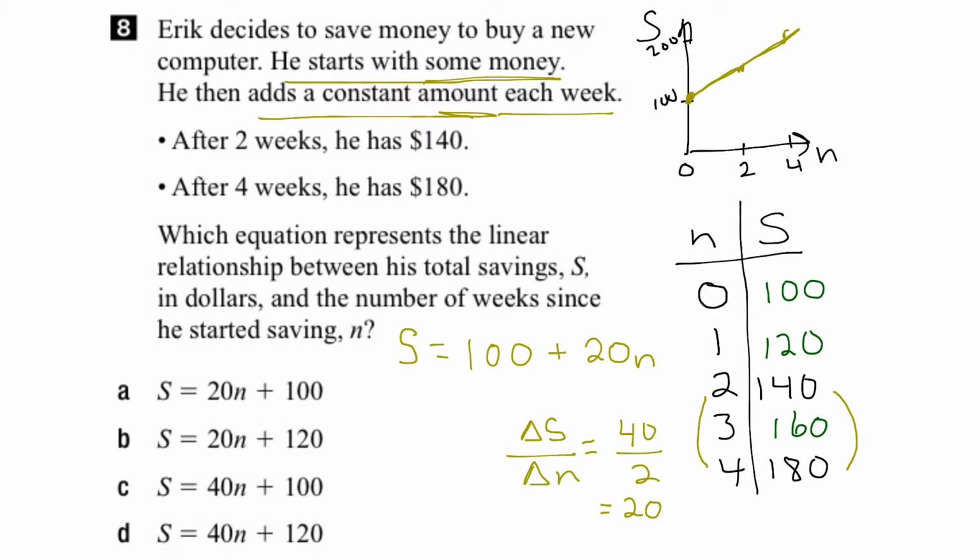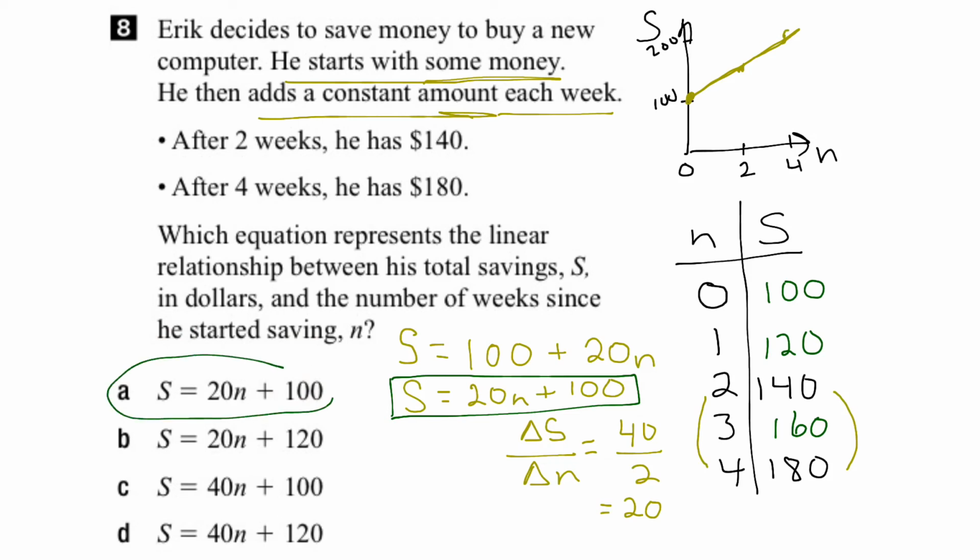Okay, another thing to note here is that this equation could also be written this way. S, you could put the rate of change first, so this could also be written as 20n plus 100. Doesn't change the value at all. So here's our linear relationship, and if we look down our list of options, we can see that A is the right answer. And there you go.